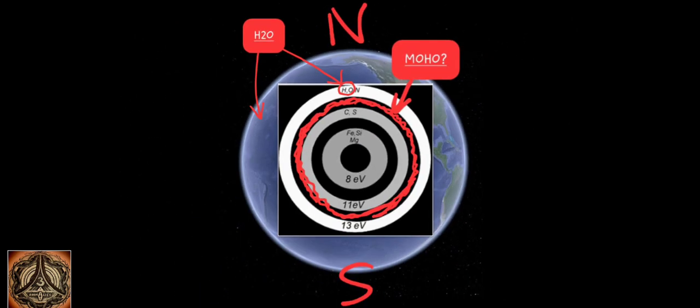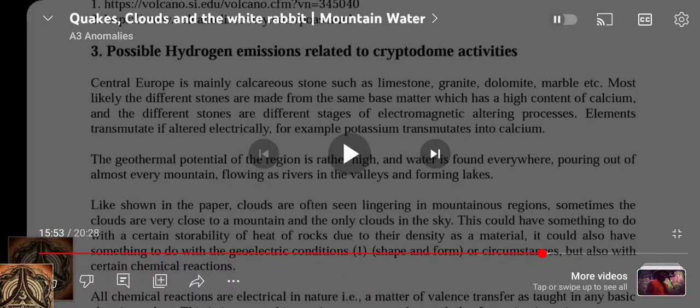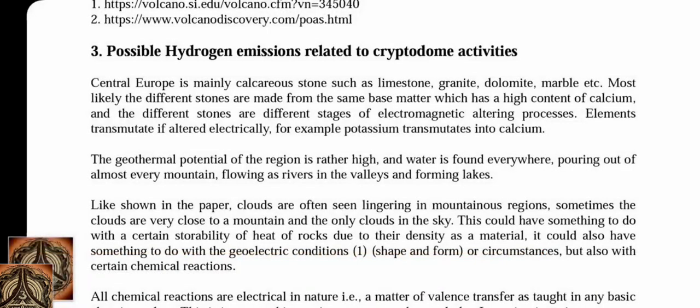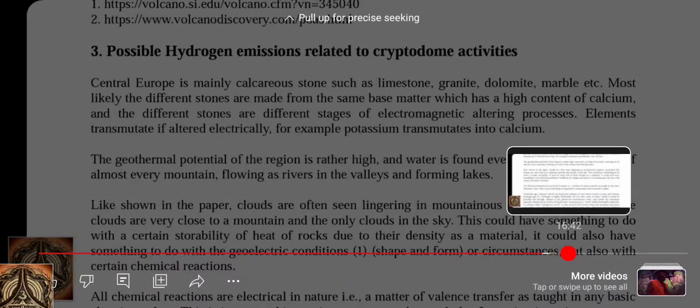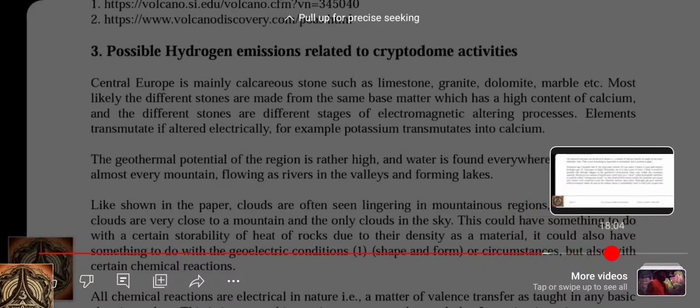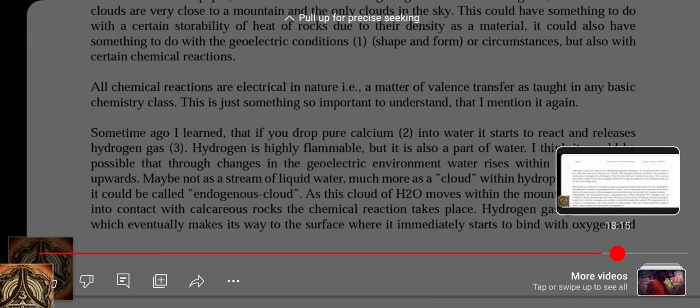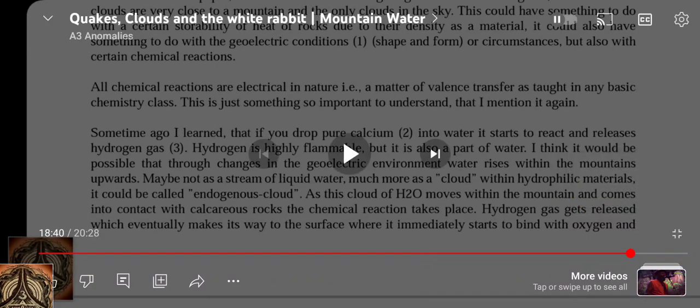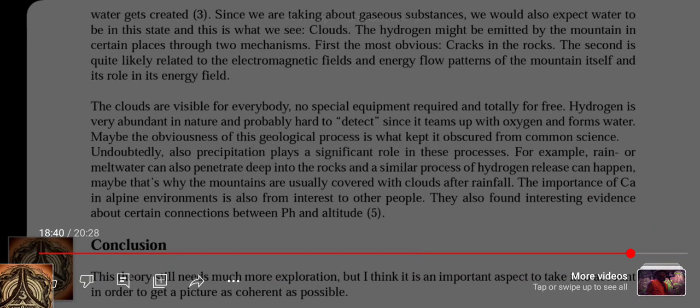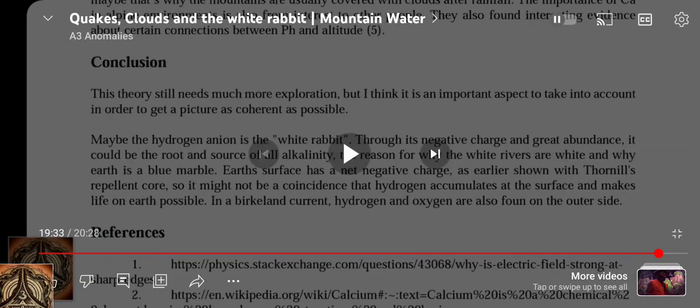So, in my recent video, I've just been talking about the hydrogen thing. At about 15:53, I finally touched the possible hydrogen emissions related to cryptodome activities. And where is it? I think it's here in the conclusion section.